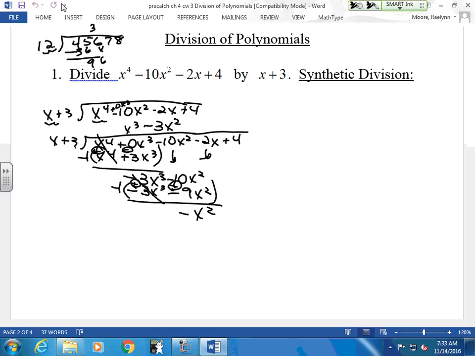I bring down the next one. And I do this again. I say, what times x gives me negative x squared? Negative x. Negative x times 3, negative 3x. Negative x times x, negative x squared. Subtracting, I take the opposite, and I add. Last, I bring down the 4.